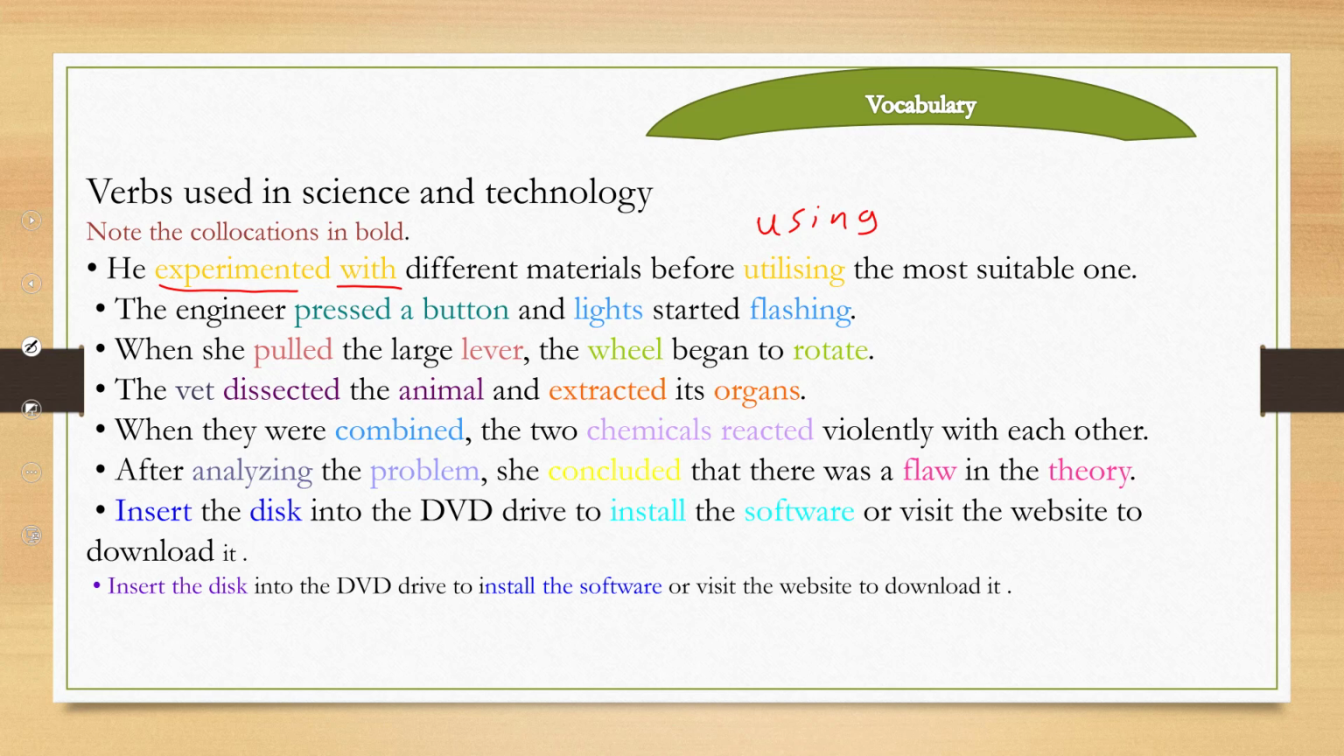Number 2, the engineer pressed a button. We all the time expect another word. Pressed a button, and lights flashing. Number 3, when she pulled the large lever, the wheel began to rotate. Pulled the lever, wheel, rotate. Rotate means begins to go round.